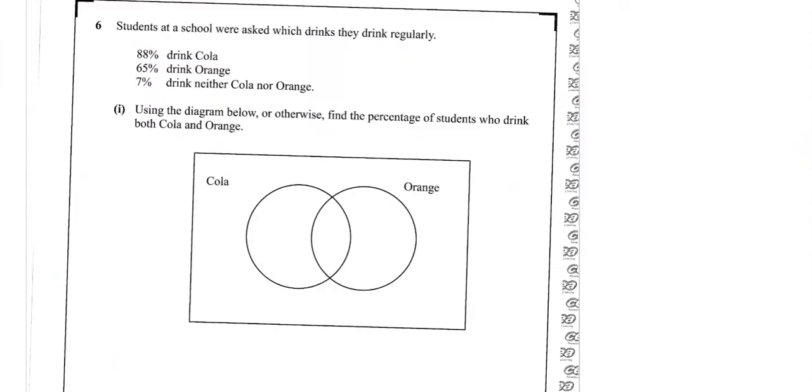Question 6 says, students at a school were asked which drinks they drink regularly. 88 drink cola, 65 drink orange, and 7% drink neither cola nor orange. So we've got 7% in here. They're outside the 2 circles. And then using the diagram below or otherwise, find the percentage of students who drink both cola and orange. I wouldn't really use this diagram, to be honest.